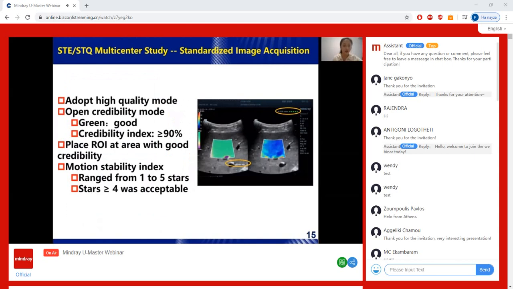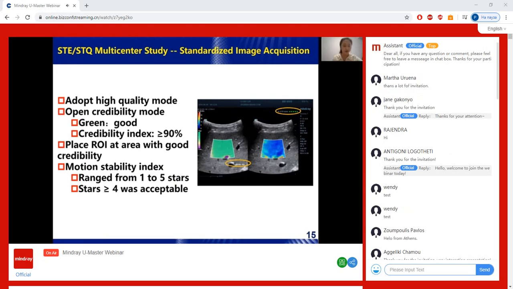High-quality mode and credibility mode were adopted during image acquisition. Green in credibility mode referred to good credibility and the region of interest should be put at this area. Credibility index should be no less than 90%, and motion stability index should be no less than 4 stars to avoid interference of respiratory movement.